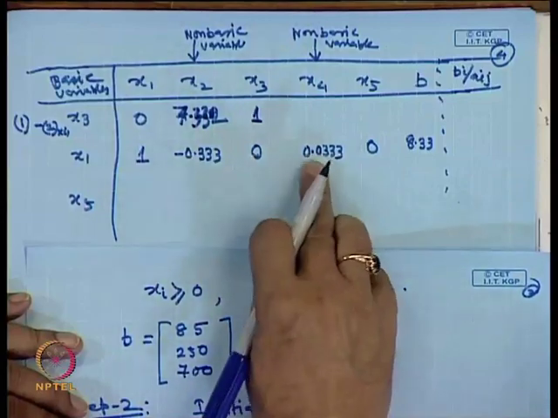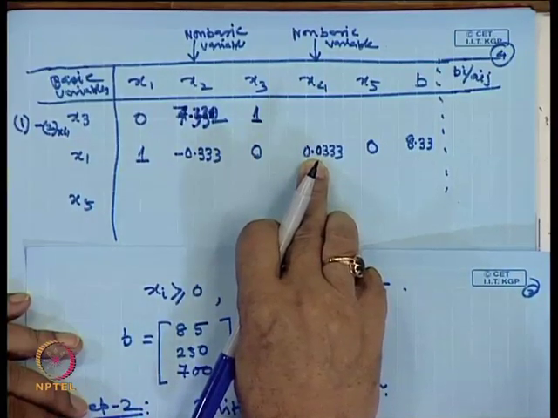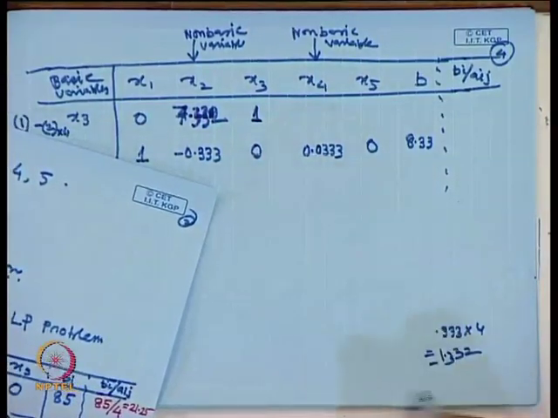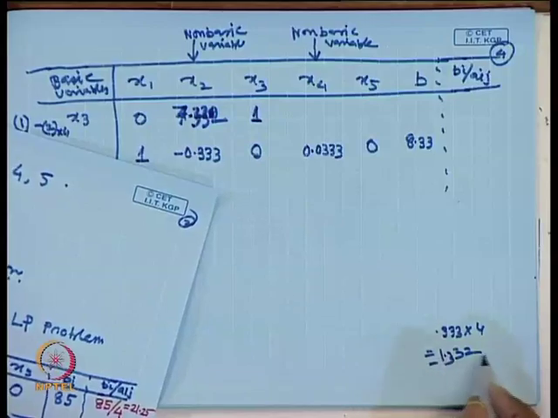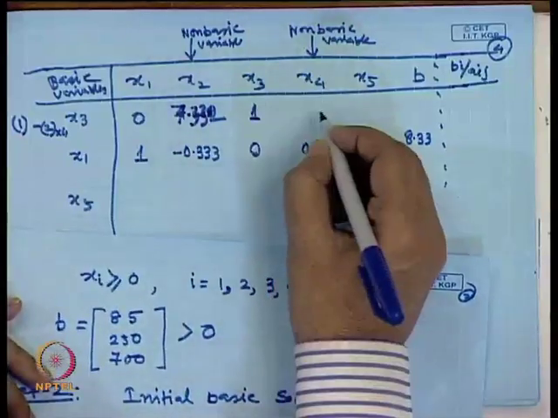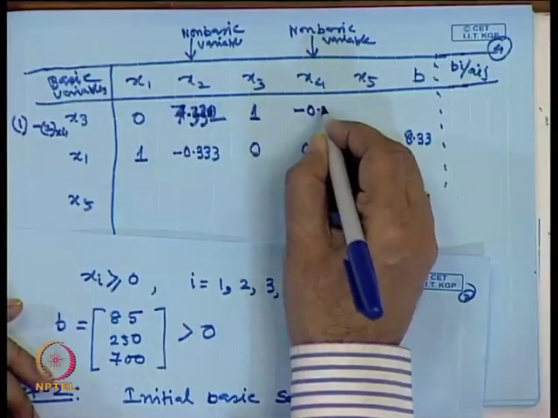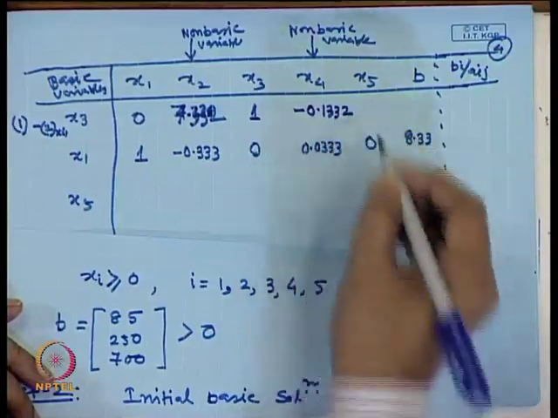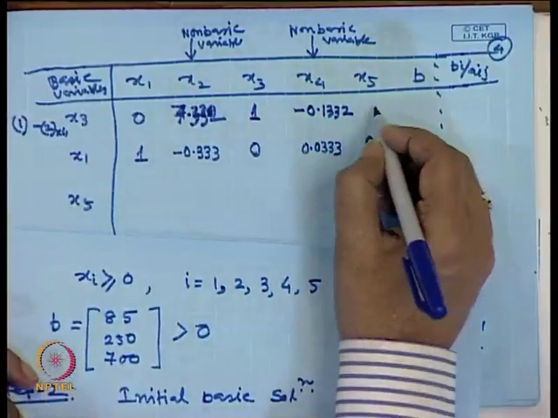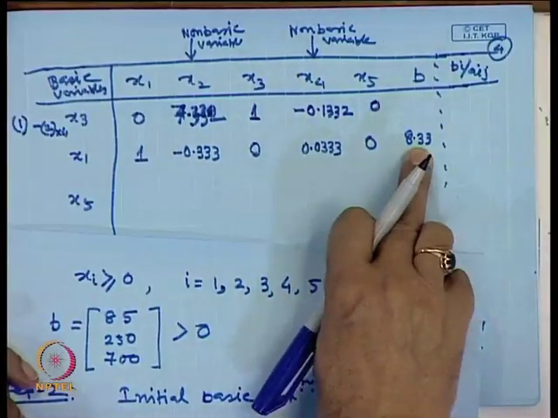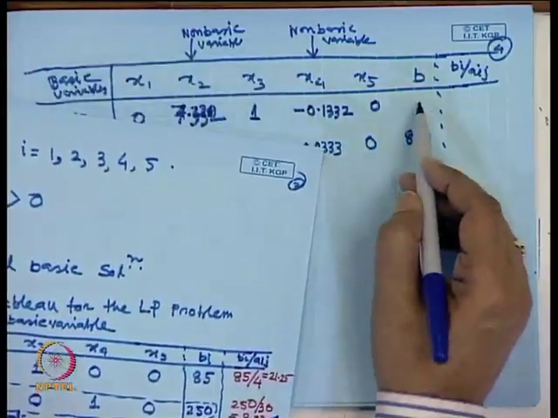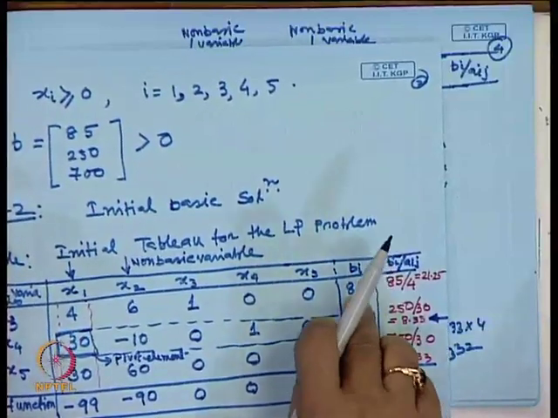Okay? Then this is multiplied by 4. 4 times, just now you calculated it is 1 point, but it is 0.03, that value will be 0.1322, and x4 value is what? 0. So, this will be minus 0.1332, this is 0, and x5 value is 0. So, that will also be 0. Then this multiplied by 4, 8.3 multiplied by 4, agree, and subtracted from that 85.